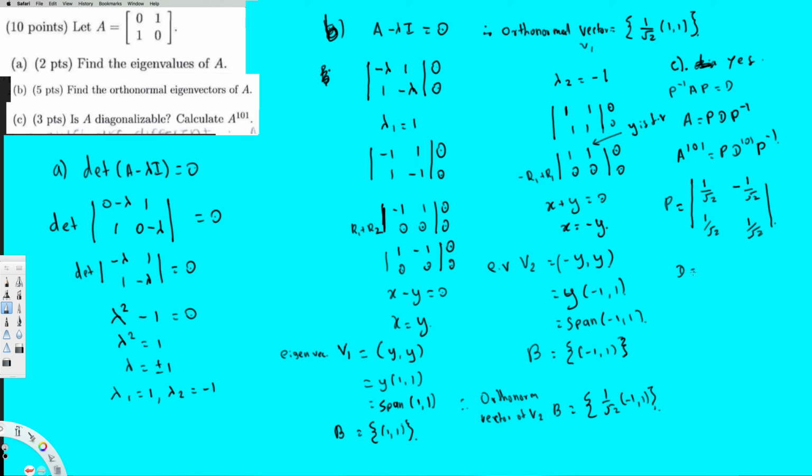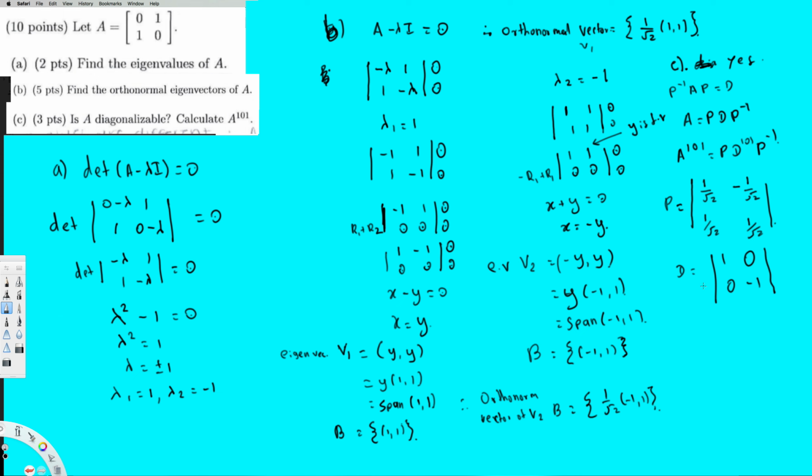Then what is the D? D is basically the eigenvalues corresponding to this one. So we have to respect the order. So if we write v2 first, we have to write lambda 2 first. If we write v1 first, we have to write lambda 1 first. In this case, we choose the v1 first. Therefore I have to write the lambda 1 first. It's going to be 1, 0 and 0, and this is going to be negative 1.